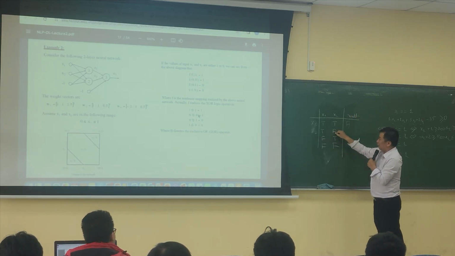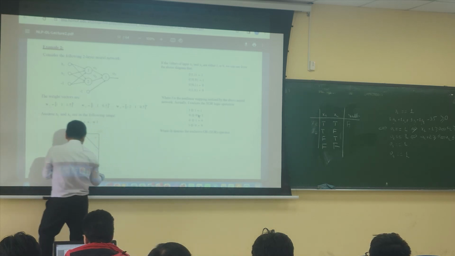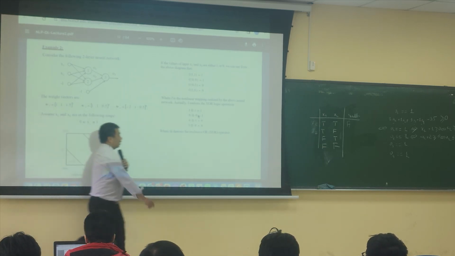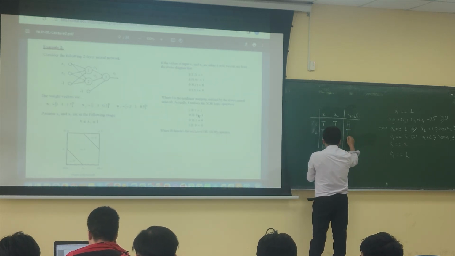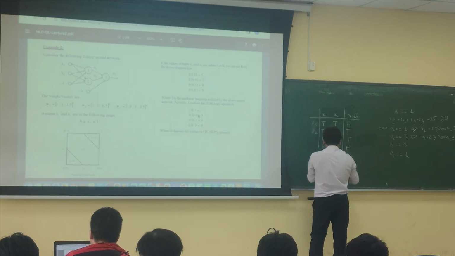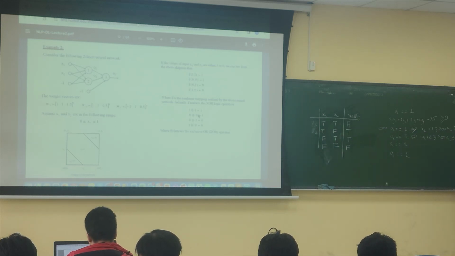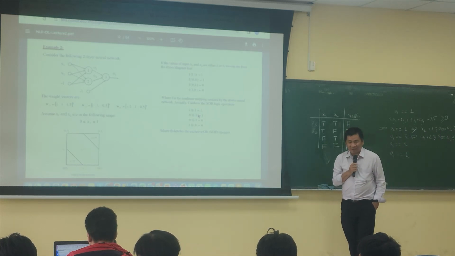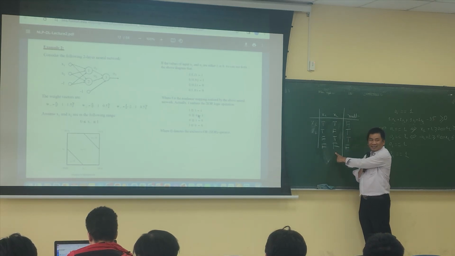Similarly, if S1 is true, S1 is 1, and S2 is false, 0, it is here, and the network activates. Similarly here. If you still remember some knowledge about digital systems, what is a truth table?